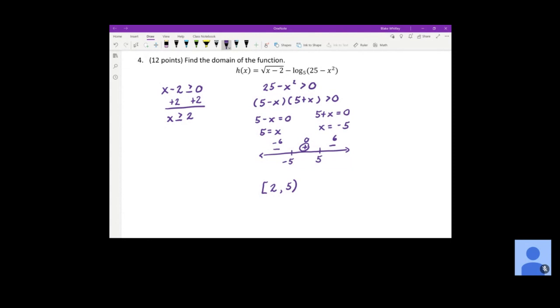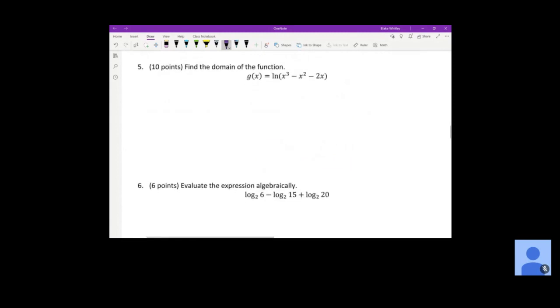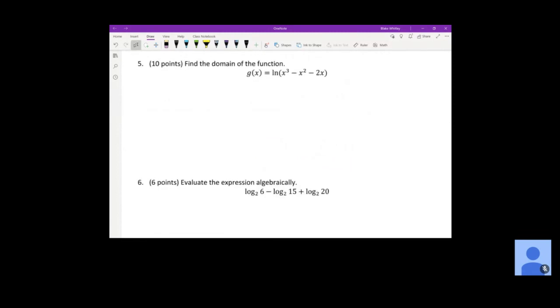Any questions on that one now? All right. Same directions. We just want to find the domain this time. So how are we going to set this one up to find the domain?